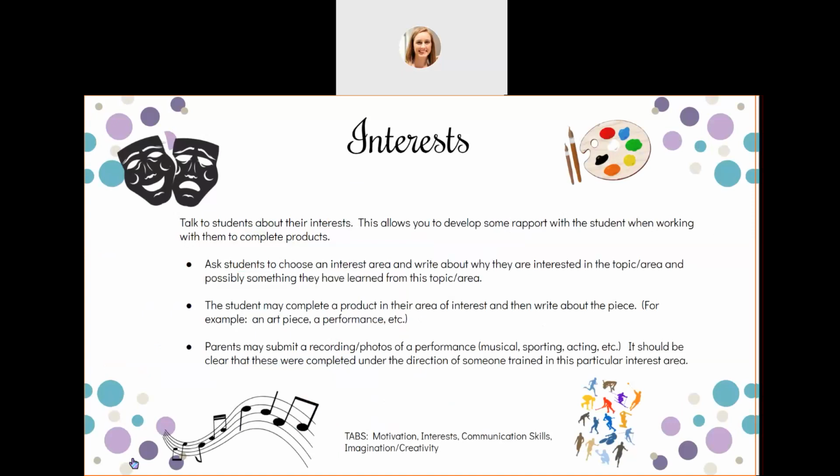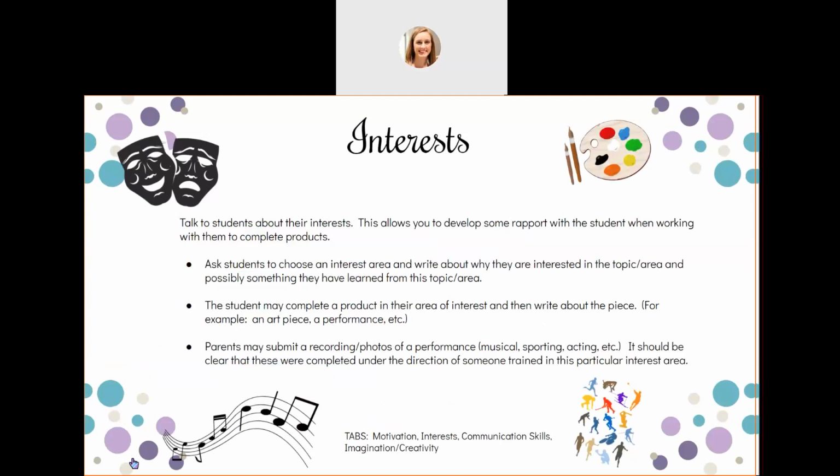The student could complete a product in their area of interest and then write about the piece so that you have a product and a piece of writing. For example, they could create an art piece or some type of performance, whether it be in song or poem or dramatic. So have them produce a product that shows what they're interested in.